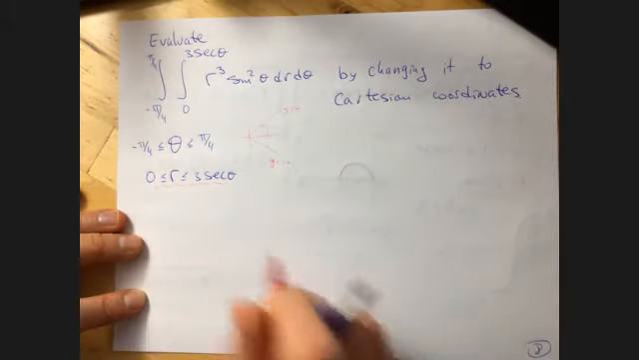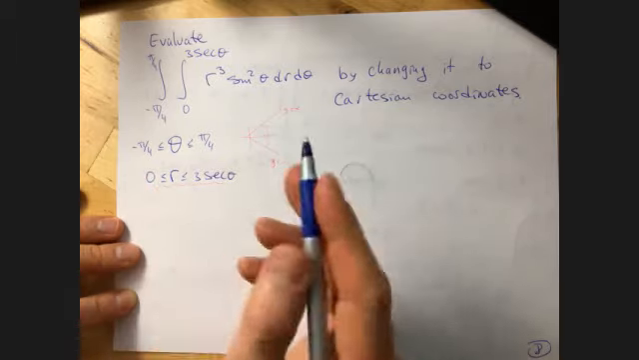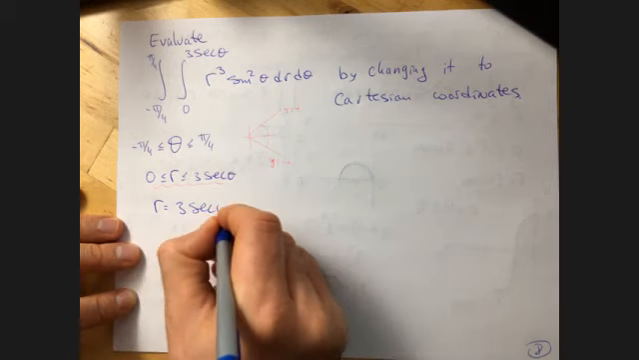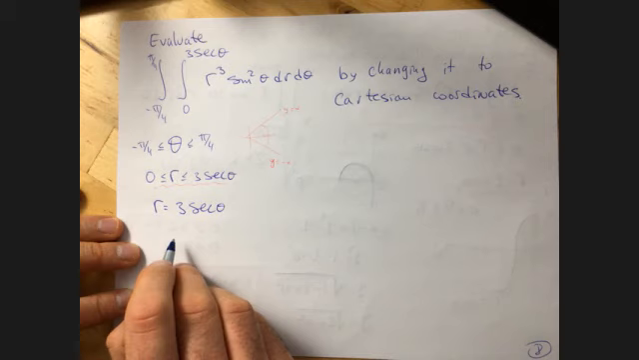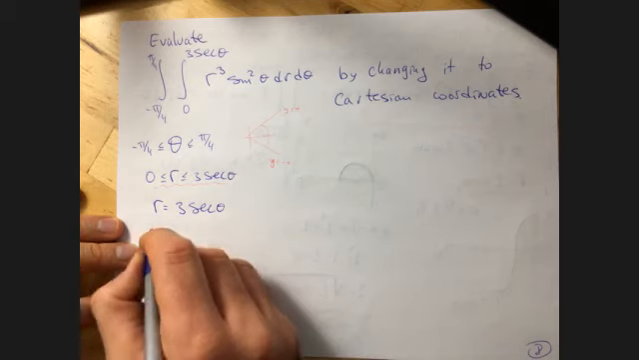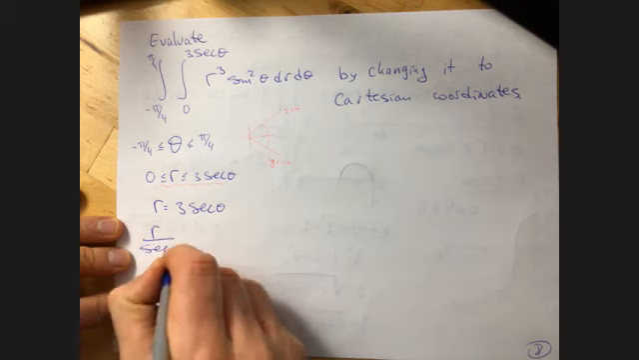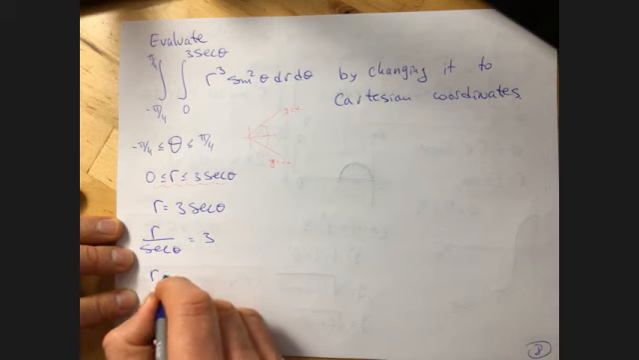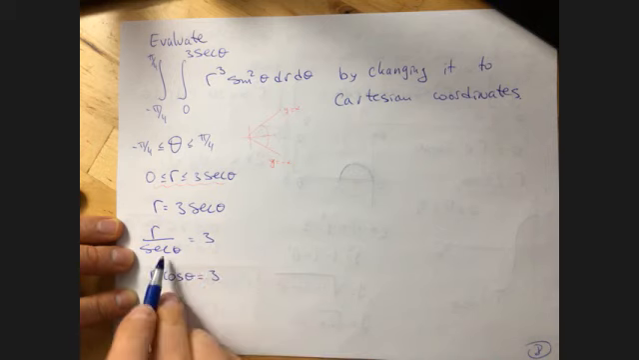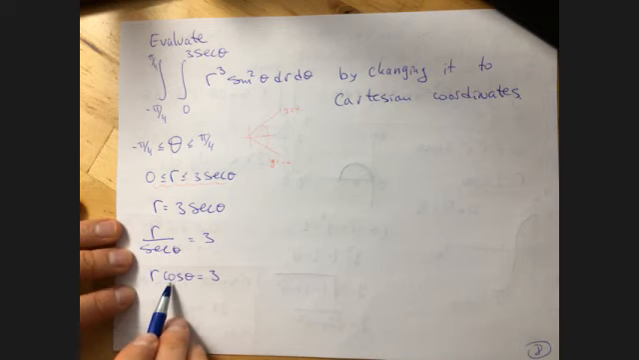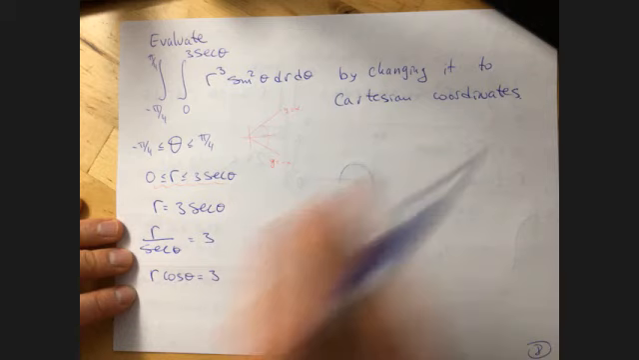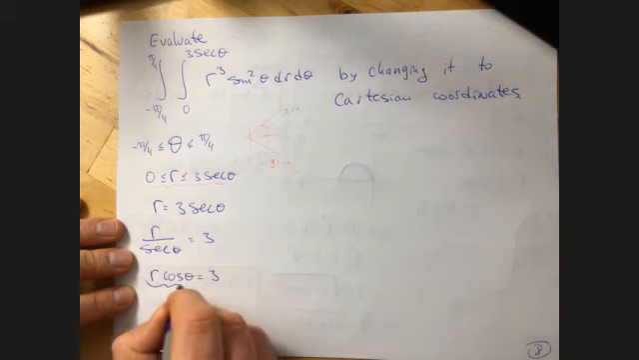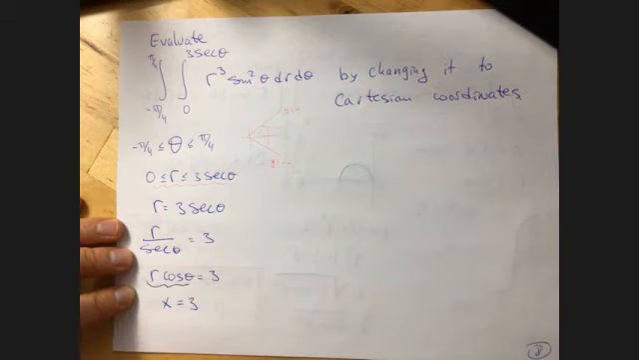But what will happen with this guy? Okay, so r greater than 0, it's fine. How does this look? r is equal to 3 secant theta. Well, divide both sides by secant, you get r over secant theta is equal to 3. 1 over secant is nothing else but cosine, so I get r times cosine theta is equal to 3, right? But r cosine theta is nothing else but x, so x is equal to 3.